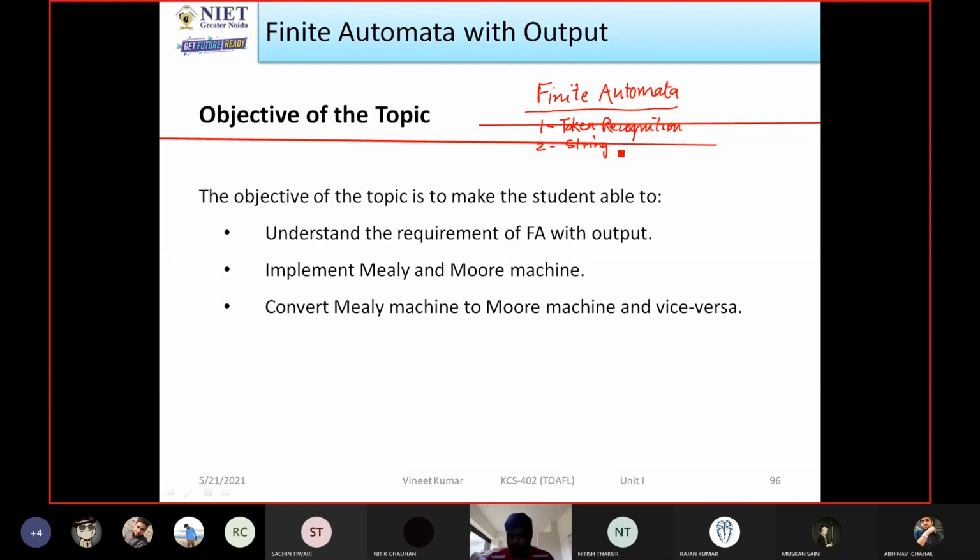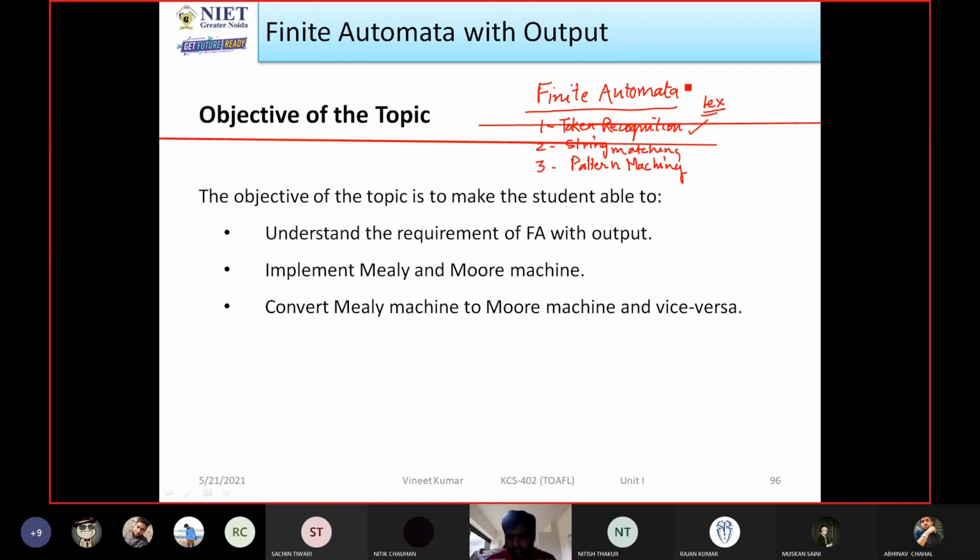So, string matching. And third is we have seen that is pattern recognition. Right? These are the applications of the finite automata. And you have seen in case of the token recognizer, we have to create a LEX program that is used for recognizing the tokens present in the program, right?